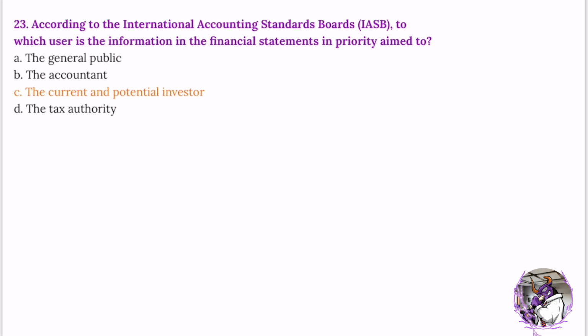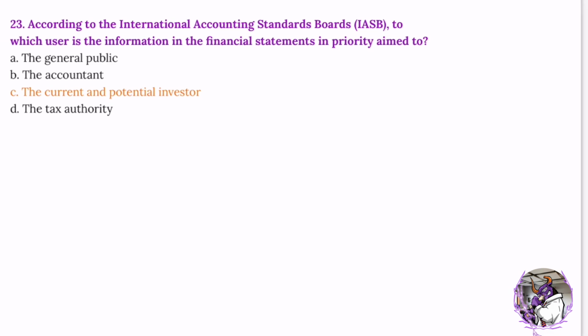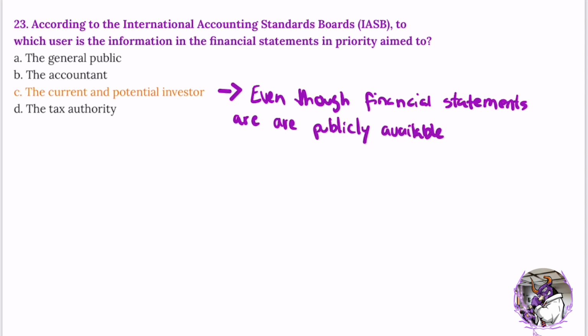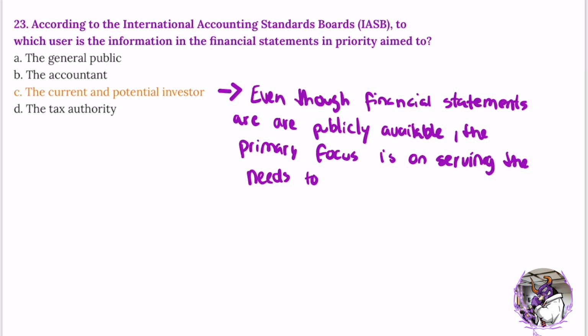Question 23. According to the International Accounting Standards Board, the IASB, to which user is information in the financial statements primarily aimed? The correct answer is C, the current and potential investors. Even though financial statements are publicly available, the primary focus is on serving the needs of investors.